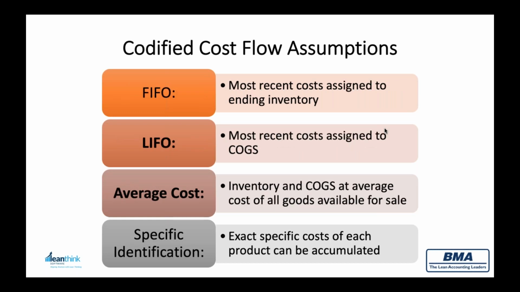And GAAP talks about four cost flow assumptions. Again, accounting and finance people are very familiar with this: FIFO, LIFO, average cost, and specific identification. So that's what GAAP says. Now let's talk about how we can create lean inventory valuation methods that comply with GAAP.